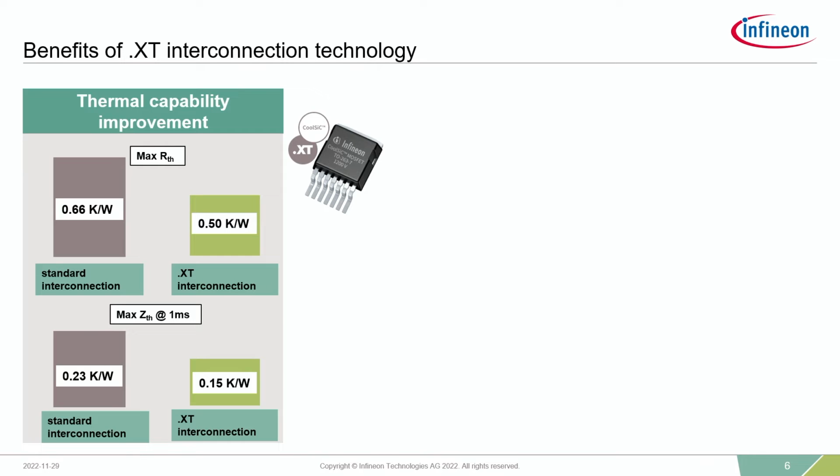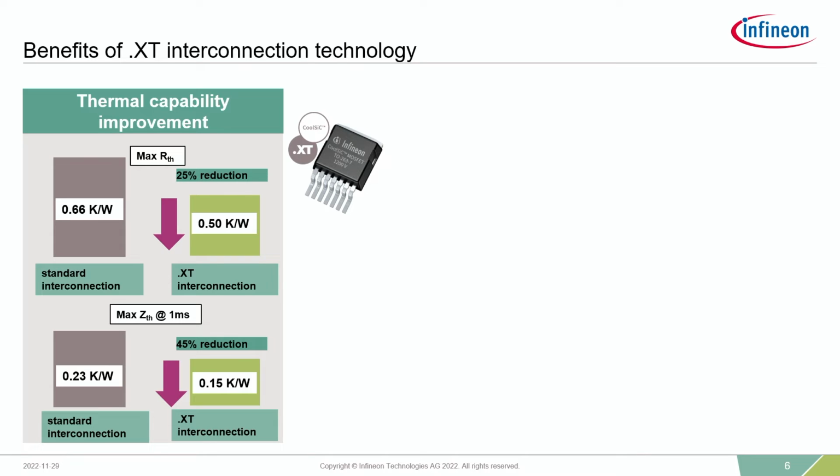As you can see here, the .XT interconnection technology shows a reduction compared to the standard interconnection, that is nothing but the conventional soft soldering, in both the thermal resistance as well as the thermal impedance. In terms of thermal resistance, we see a maximum of almost 25% reduction with the .XT interconnection technology, whereas in the thermal impedance, we see almost 45% reduction. So what does that mean? The improvement of the CoolSiC with this .XT technology will enhance the optimization of the system design with CoolSiC MOSFETs.